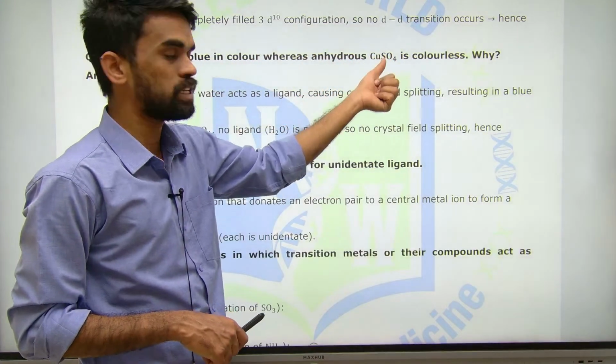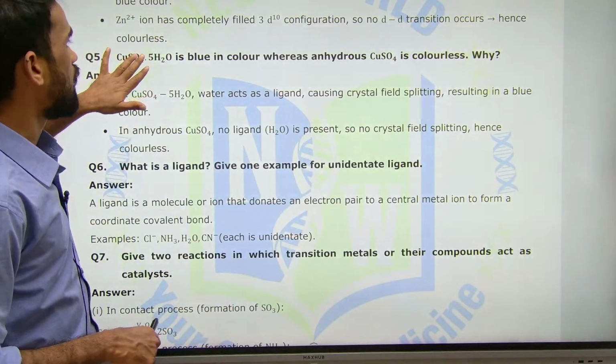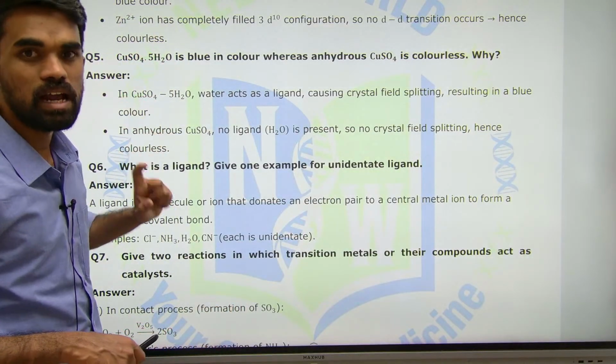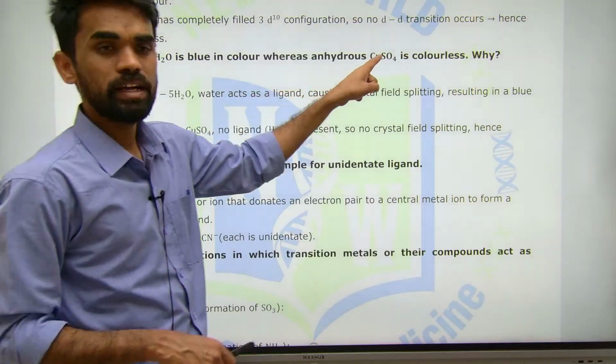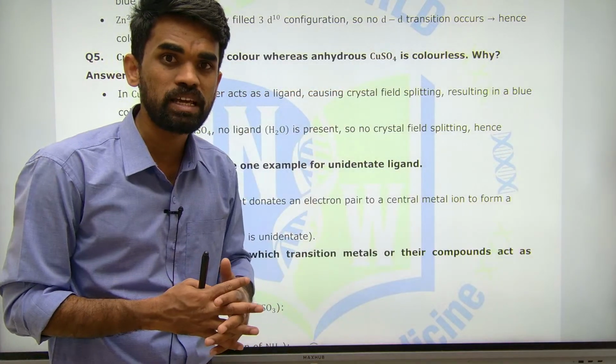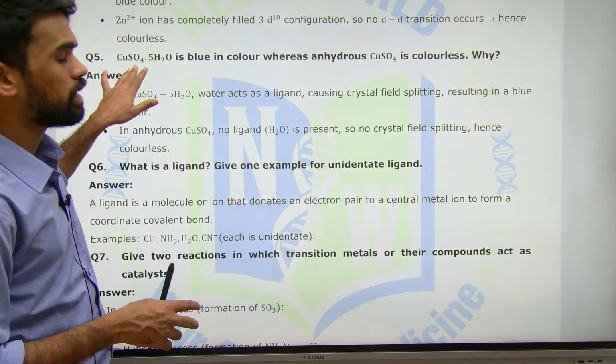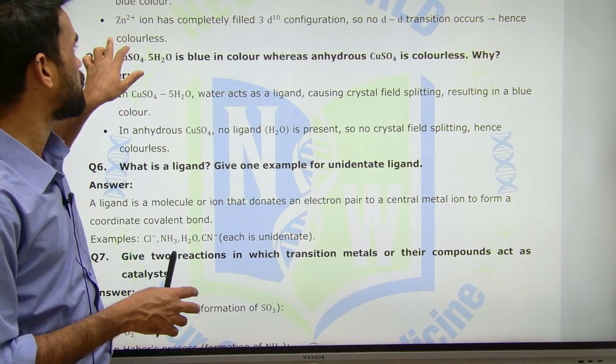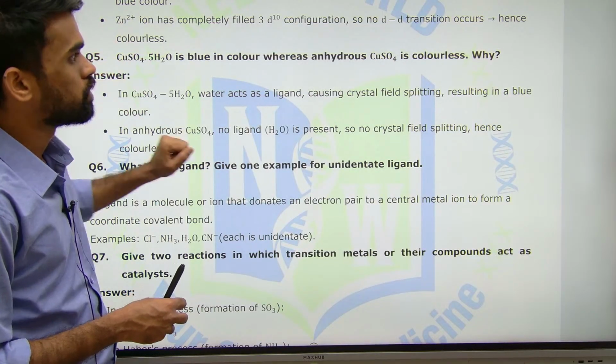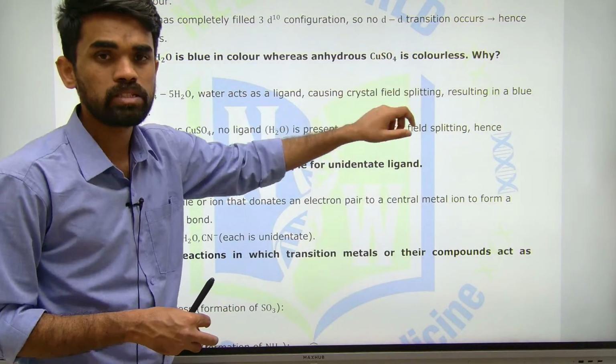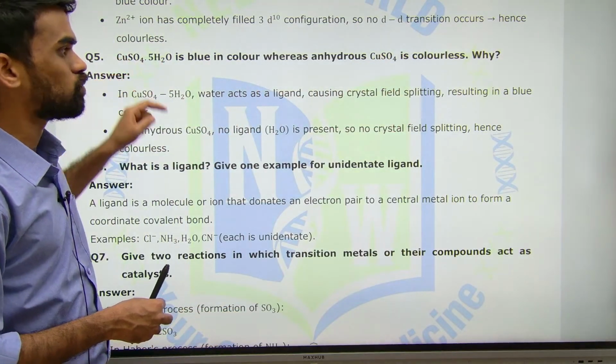It means no water is present. See, this hydrated salt is colored, it is a blue color, but here it's colorless. What makes the difference again? Here also we have a complex, a tetrahedral complex, but here there is no complex. So when it forms a complex, what happens?